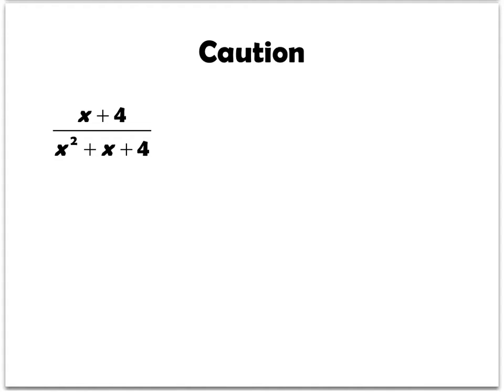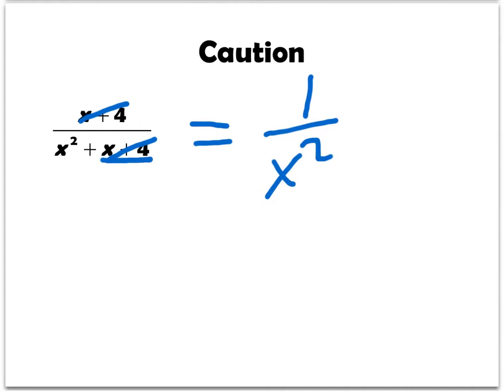Okay. Now, we've got to be careful about canceling things. We can only cancel something from the numerator and the denominator if both of those things are factors. Now, in this case, take this rational expression. We may be tempted to say, oh, there's an x plus 4 in the numerator and an x plus 4 in the denominator, so let's just cancel those to get 1 over x squared. Well, the problem is we can't do that, and that's because the x plus 4 in the denominator is not a factor. Those are just two terms in the denominator, so I can't cancel that. I'd have to do some other work to try to simplify this.